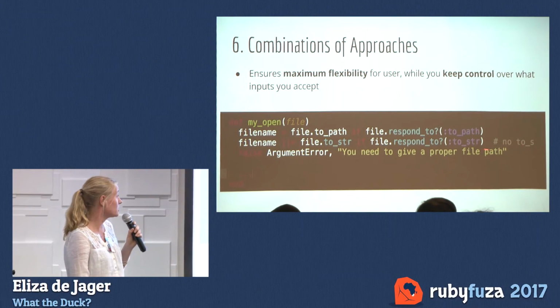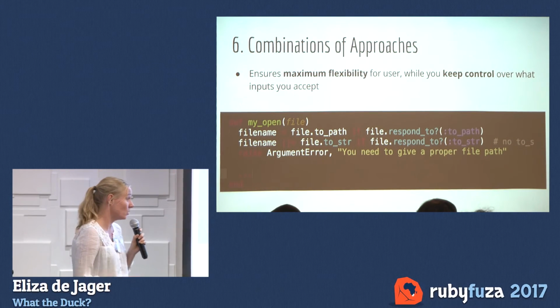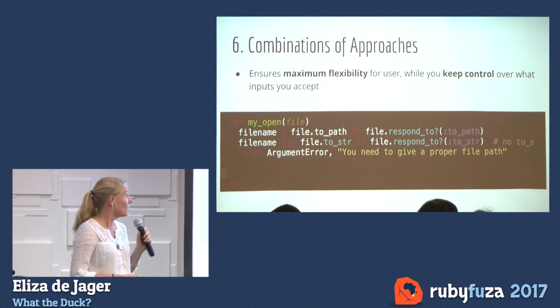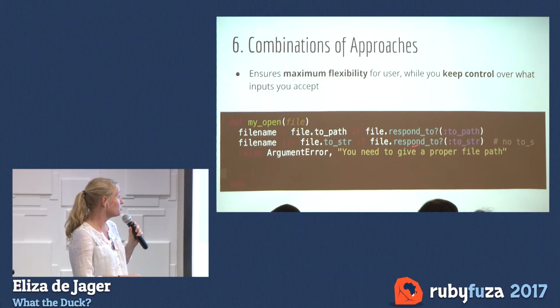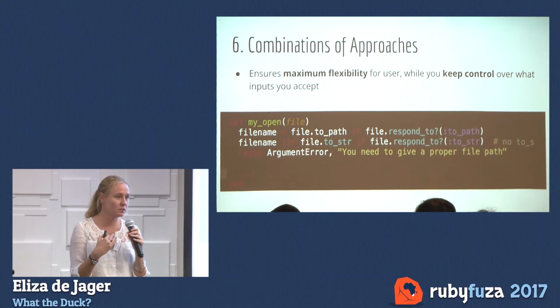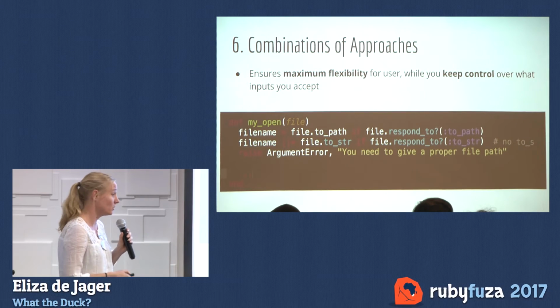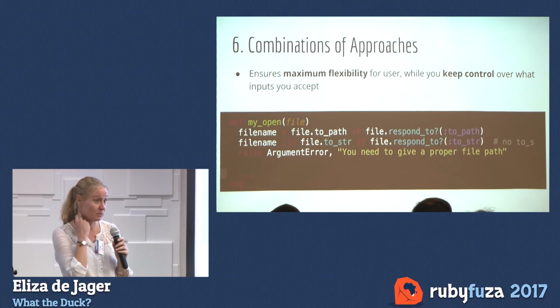And so they're exercising caution, and if nothing works, we raise an argument error, telling the user what went wrong and maybe how to fix it. And so this method becomes really flexible because the user is able to pass a lot of different object types into it and get a result, but you're still keeping control of the type of errors that can happen.